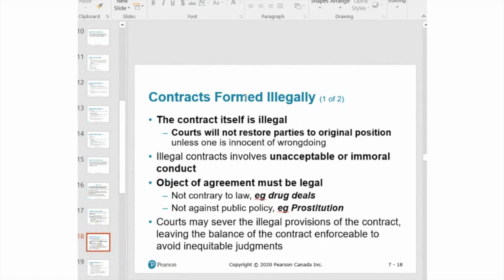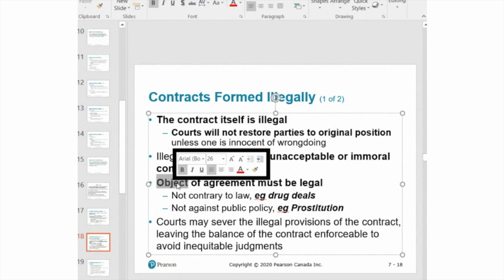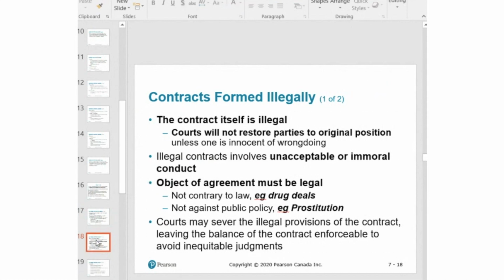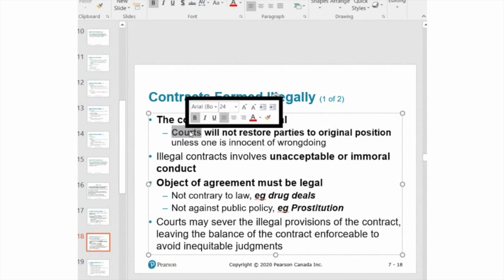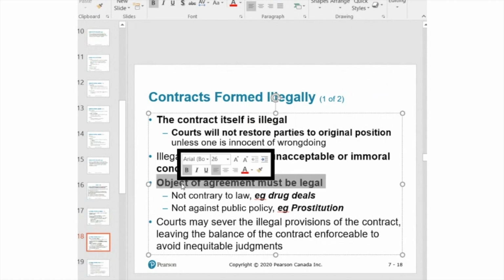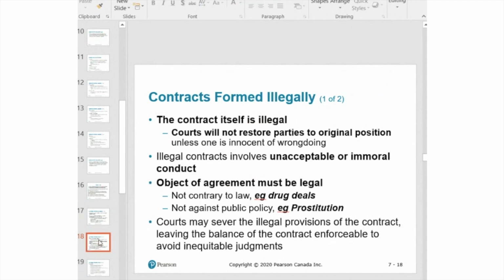A contract is formed illegally when the object is illegal. Drug deal, prostitution, those are illegal objects for agreements. So this makes a contract illegal. And when a contract is illegal, the consequence is that courts will not help. They will not help, because parties should know that the object is illegal, so they could not enter into the agreement.